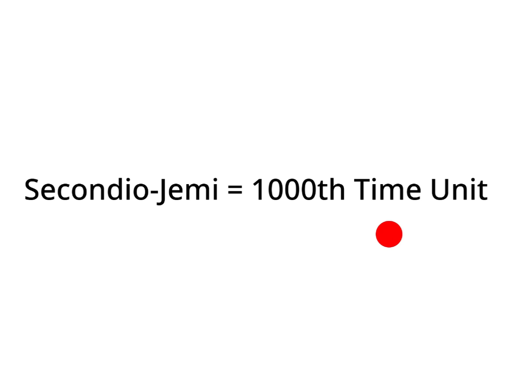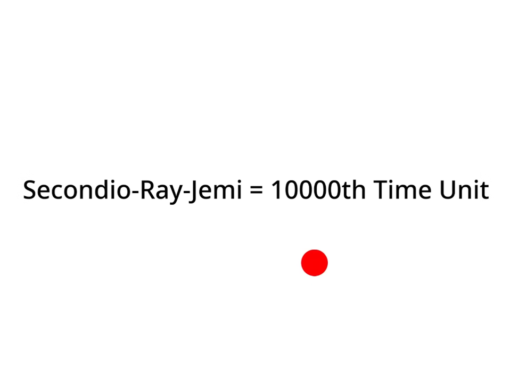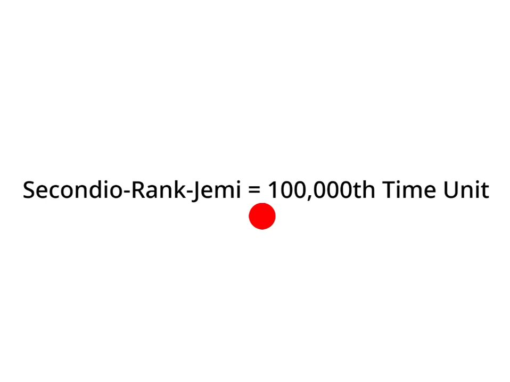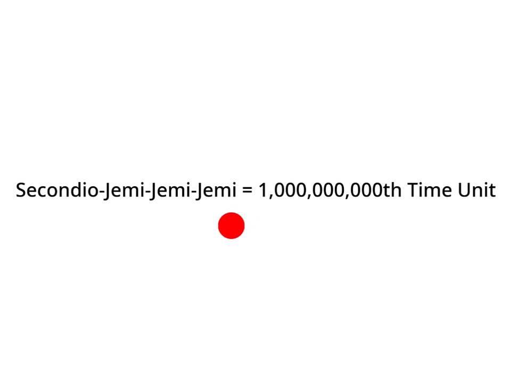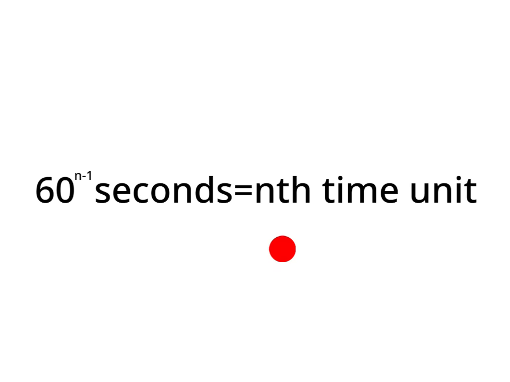So this measurement of time is so absurdly long, we'll never need it in the real world. But it exists anyway. By me. 10,000 is a secondio array gemmy, and a secondio rank gemmy is 100,000, and then we get to a secondio gemmy. You can imagine we just keep on adding gemmies, and we make something way, way bigger than the last, and yeah, we have infinite measurements of time now.